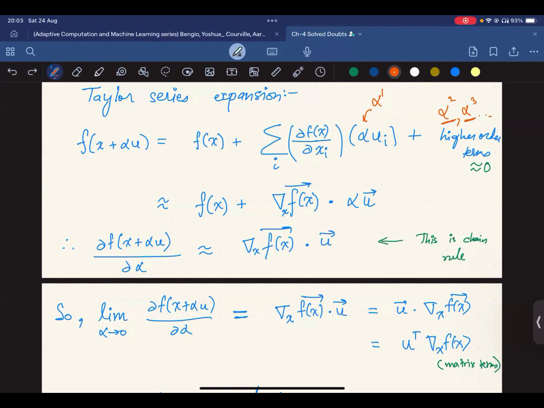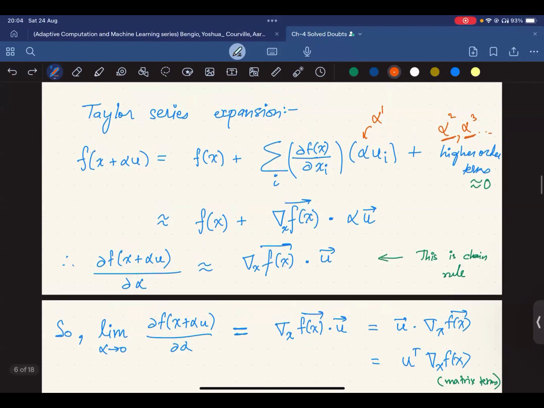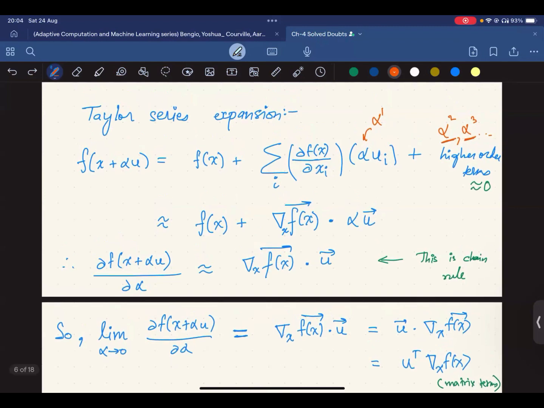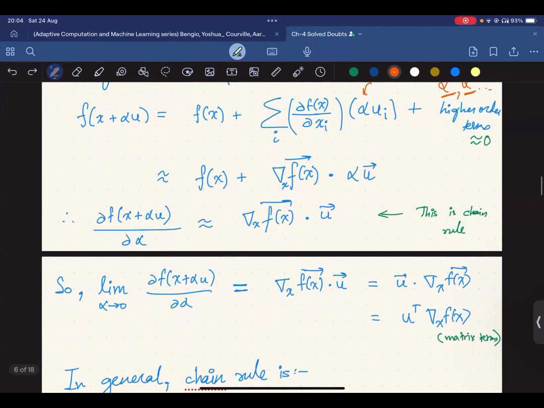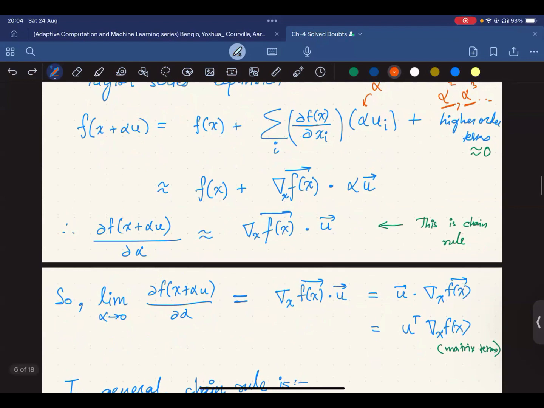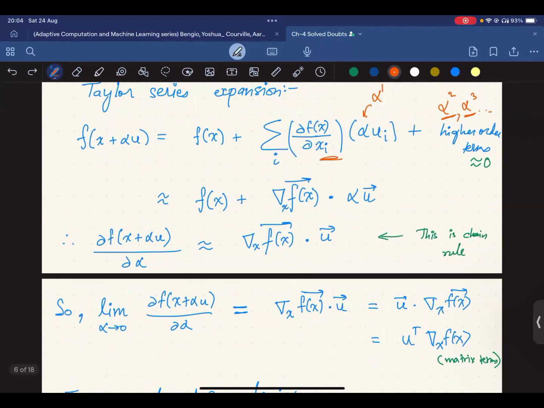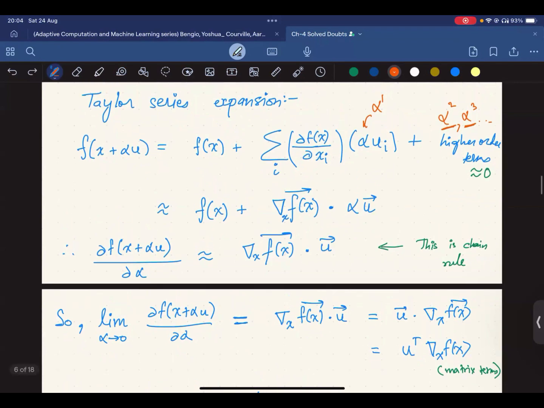But in the formula right now it says you're taking the derivative of f with respect to xi. So I was talking about that now. It seems to be taking the derivative of f with respect to x. Okay, this one. This is the chain rule. This is the chain rule version of Taylor series expansion.